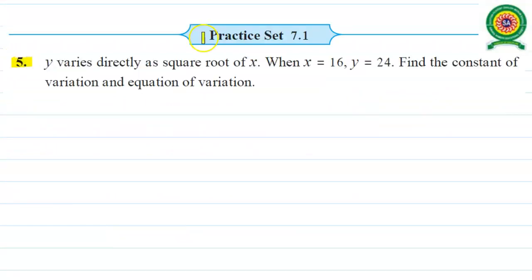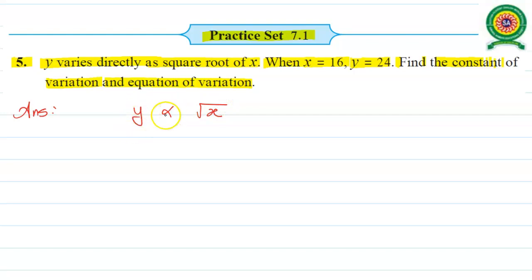Look at question number 5 from practice set 7.1. y varies directly as the square root of x. When x equals 16, y equals 24. Find the constant of variation and the equation of variation. Look carefully: y varies directly as the square root of x, so symbolically we can write y is directly proportional to the square root of x. Now let us form the equation of variation by considering the proportionality constant as k.